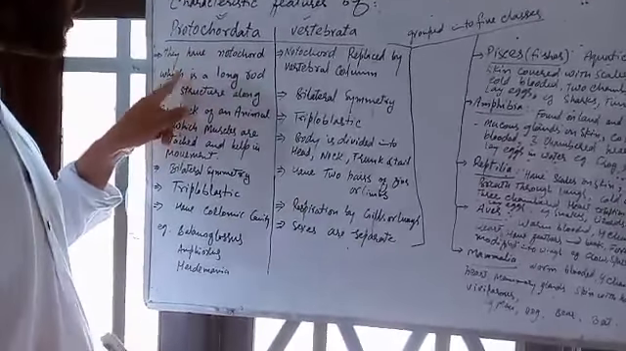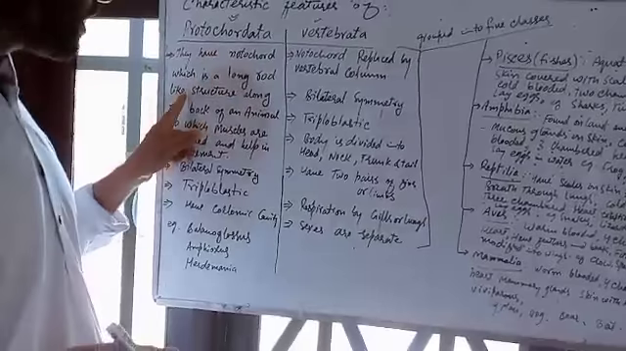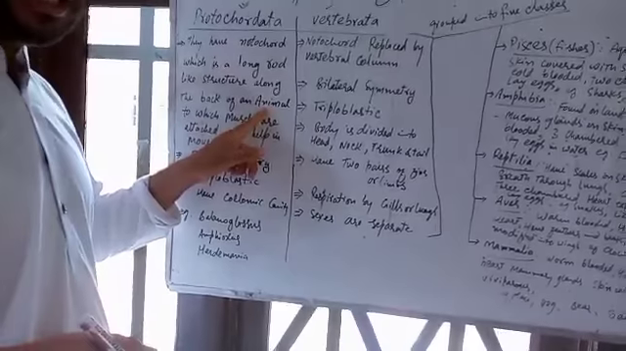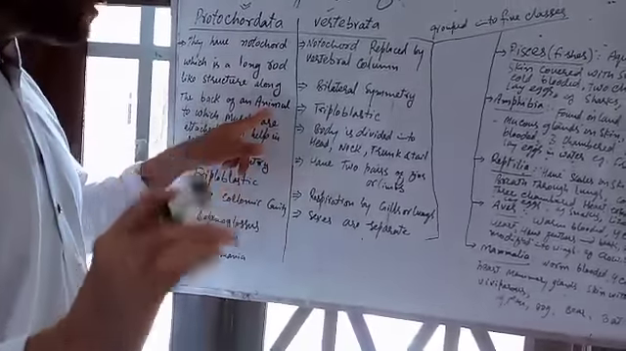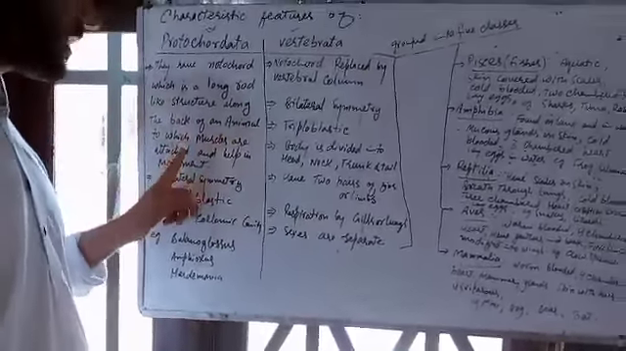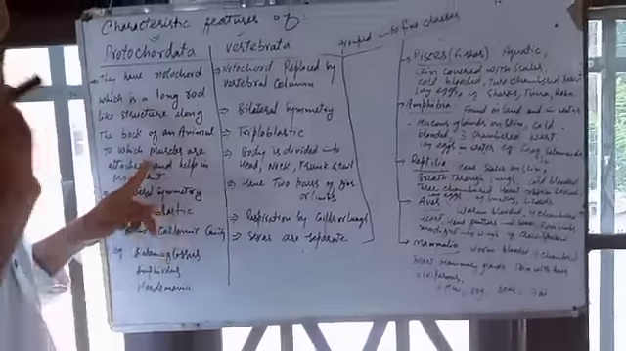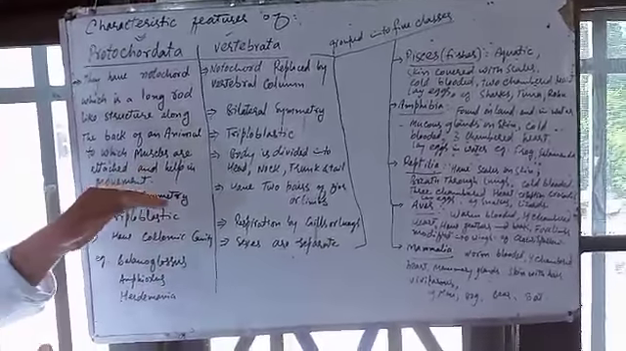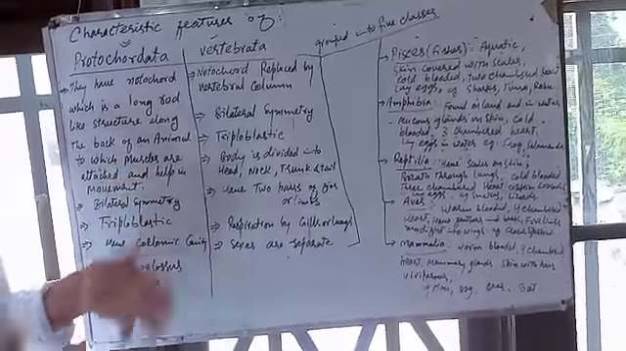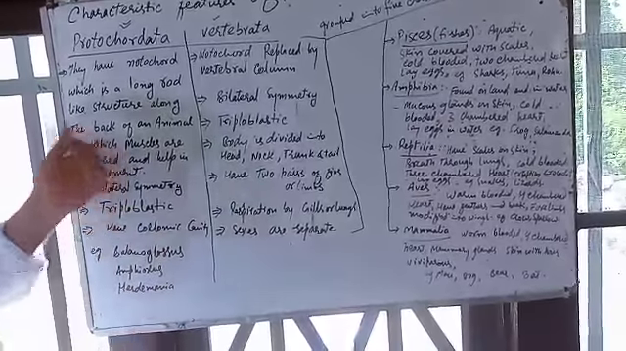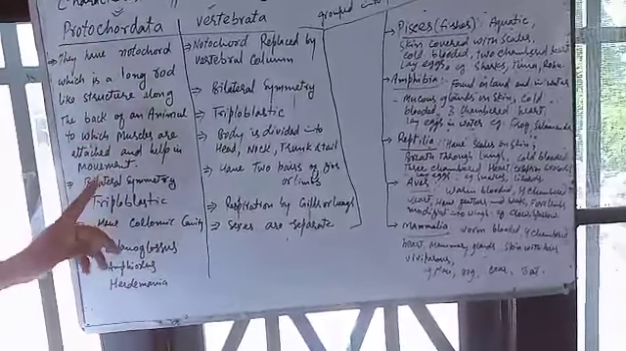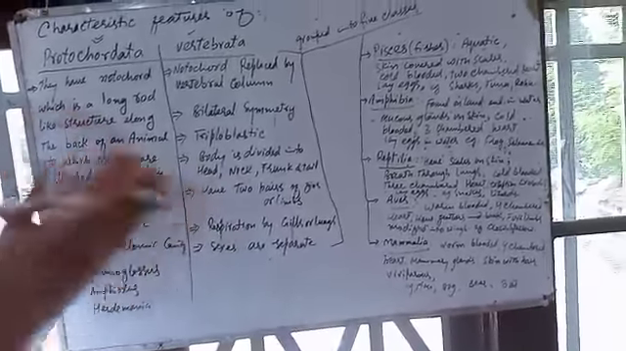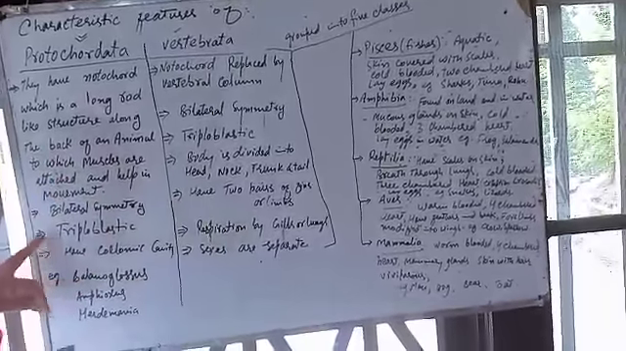What is notochord? It is a long rod-like structure along the back of an animal, to which muscles are attached. These muscles help in the movement, so this notochord helps in the movement of the animal. And these animals have bilateral symmetry. That means we can divide the animal into two equal halves by only a single plane.